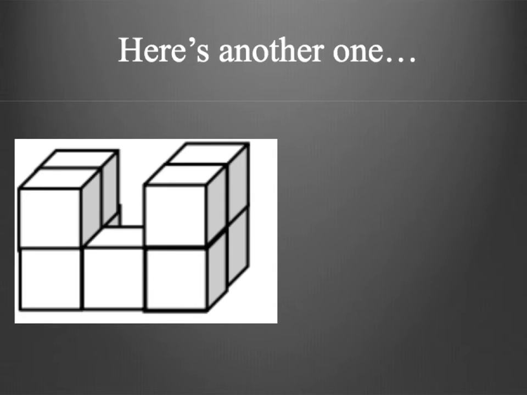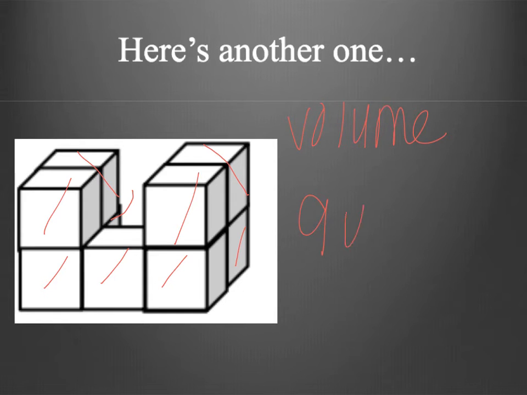Let's try another one. Okay, so right here I see 1, 2, 3 cubic units. Let's say 1, 2, 3, 4 right here in the back. I see a 5th one right here, 6, 7, 8, 9. So altogether the volume of this shape is 9 units cubed.